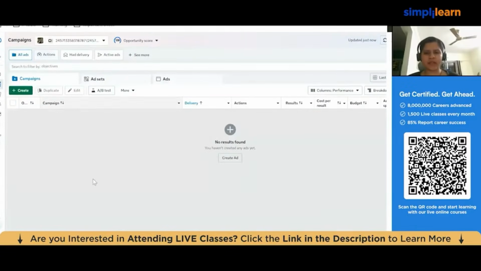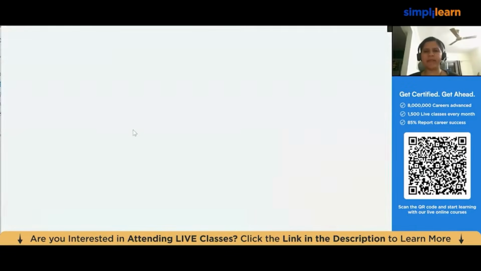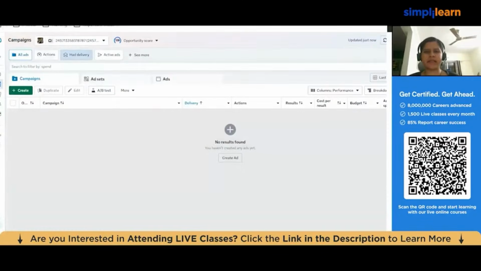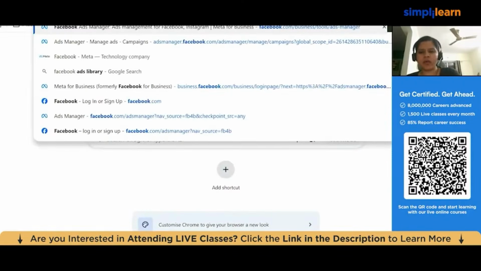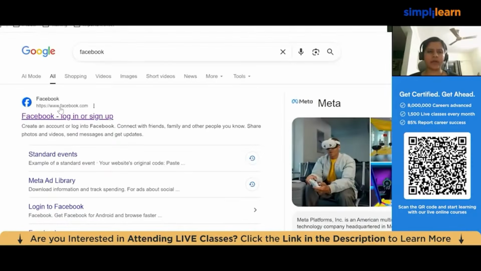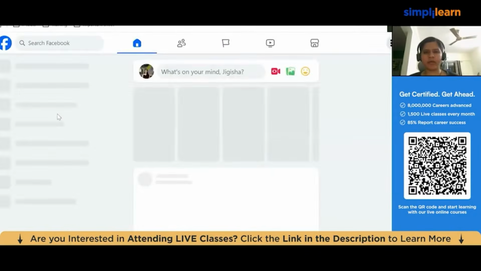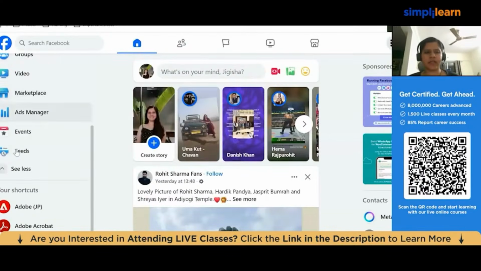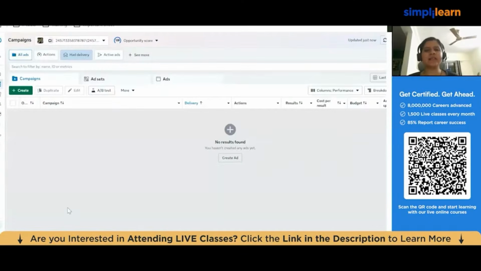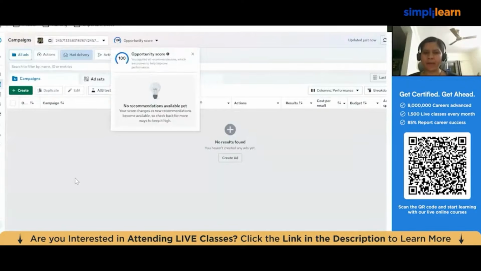This is how your ads manager would look. This is the backend where all the bigger brands create their campaigns. So in future, whenever you want to access ads manager, you can just log into your Facebook account. You all would have a Facebook account, and towards this corner you would see this ads manager section, and this is where you can access the backend. This backend is where all the big brands create their campaigns.